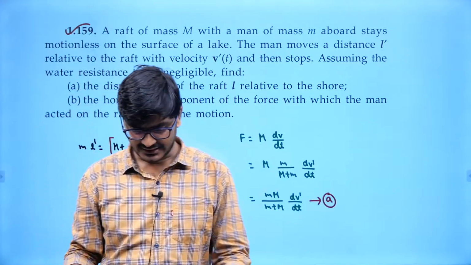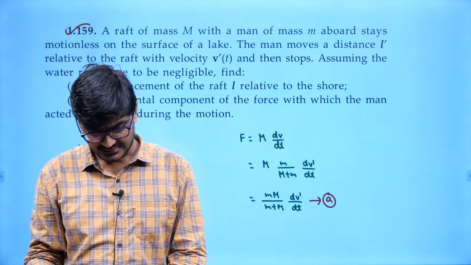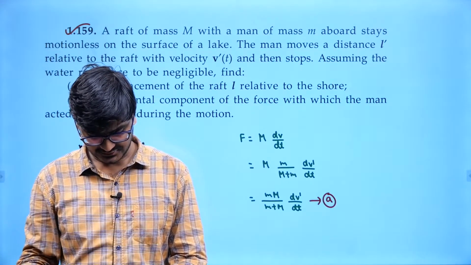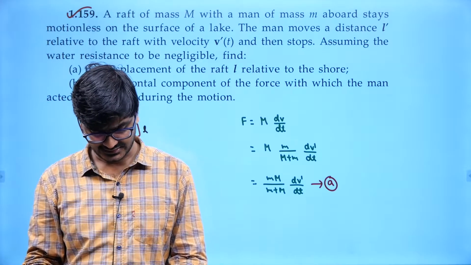Now the next question: a raft of mass m with a man of mass m stays motionless on the surface of a lake, when the man moves by a distance L relative to the raft and stops.